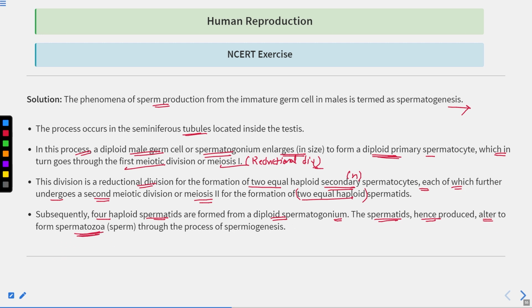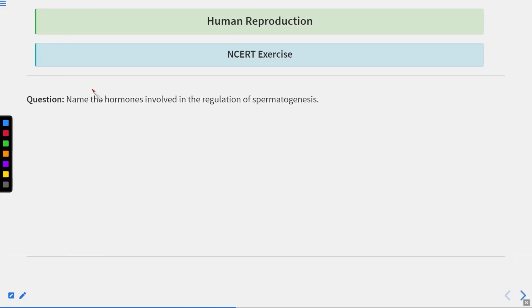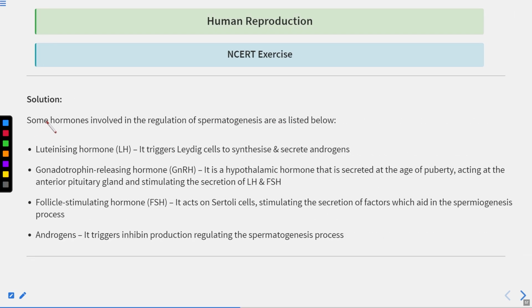And the spermatids then transform into the spermatozoa, which are also known as sperms, through the process of spermiogenesis. So what is spermiogenesis? This is spermiogenesis: transformation of spermatids into the spermatozoa. So this process is known as spermiogenesis. Clear? Now next question, name the hormones involved in the regulation of spermatogenesis. This is quite simple. Let's have a look at the answer.